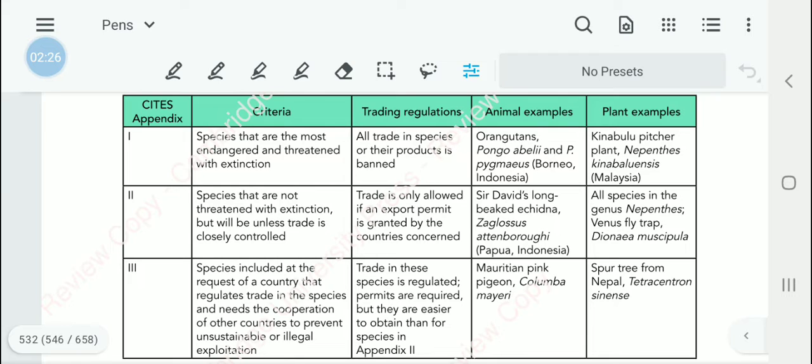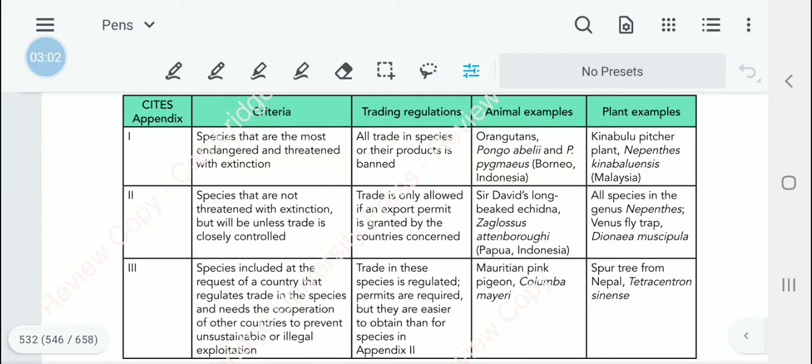Then Sir David's long-beaked echidna, named after Sir David Attenborough, Zaglossus attenboroughi, they are from Papua, Indonesia. Then the plant species are all species in the genus Nepenthes, and the Venus flytrap, Dionaea muscipula. So unless you have a permit, you will not be granted permission to trade.